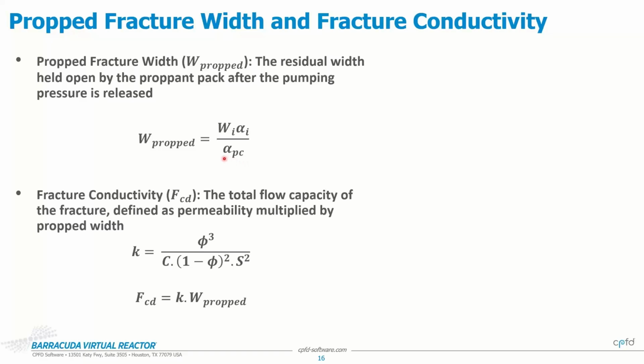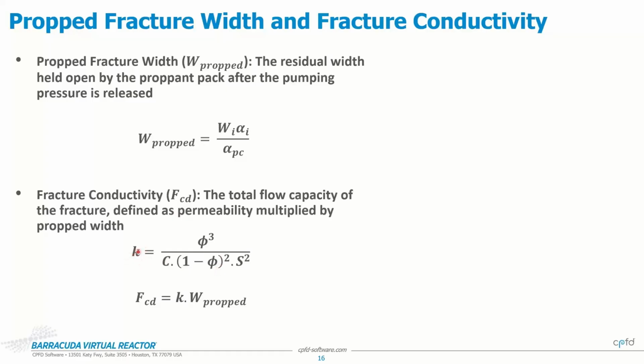And once we have this propped width, we can calculate another quantity called fracture conductivity. So, proppant settles down, you calculate what the propped width is. If you know the permeability of that bed, and because this is the full PSD, you can account for that, then from the permeability of the settled bed you can calculate the total flow capacity from each fracture using the conductivity. Which is what we do.